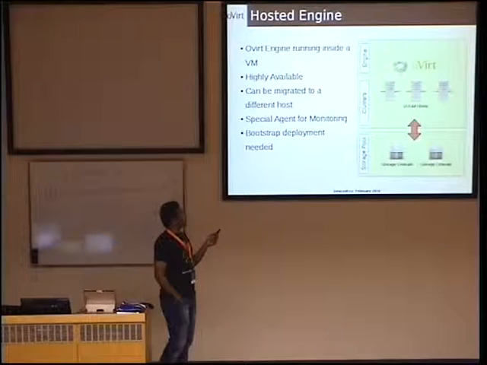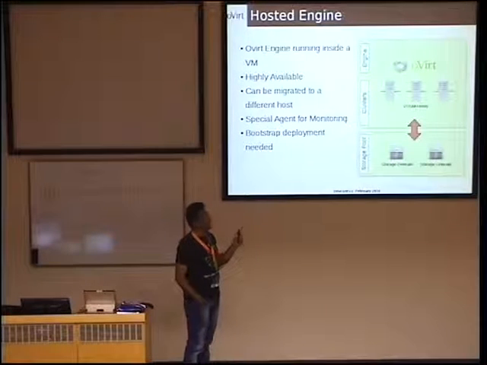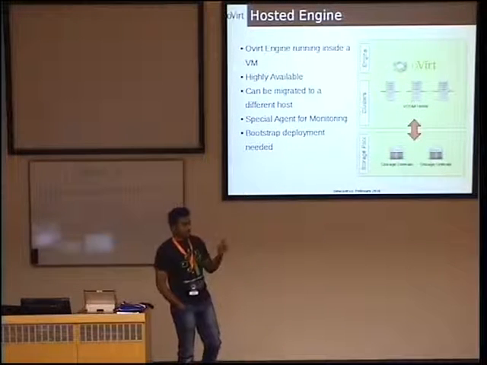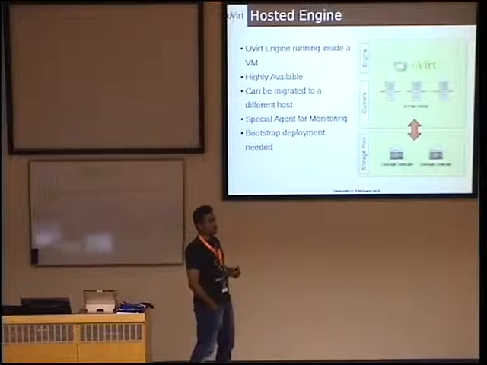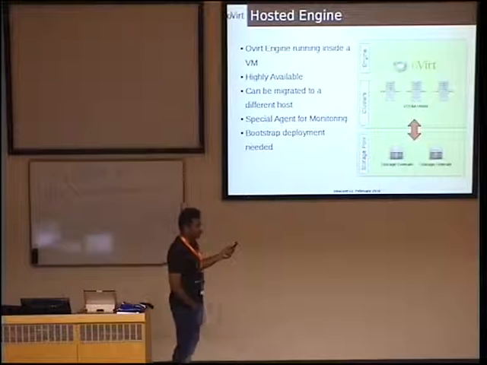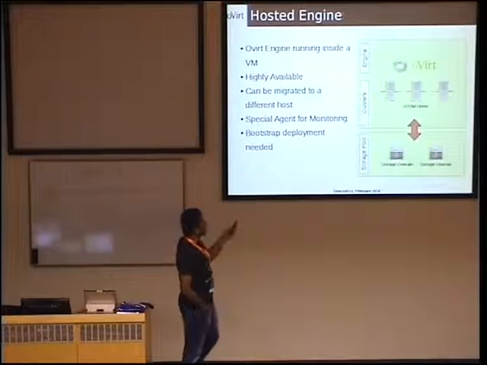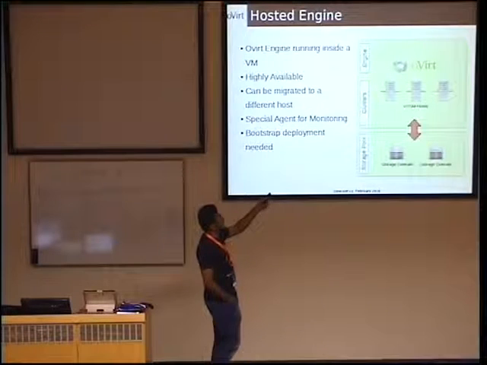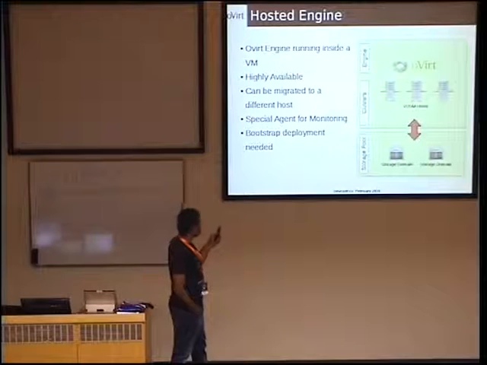Instead, you can use something called hosted engine, where the oVirt engine itself will run in a VM, and that VM will run on any of those hypervisor hosts. You can get rid of one physical host. Also, you get high availability. If one host fails, the oVirt engine can run on another host. You get high availability for the oVirt engine as well.